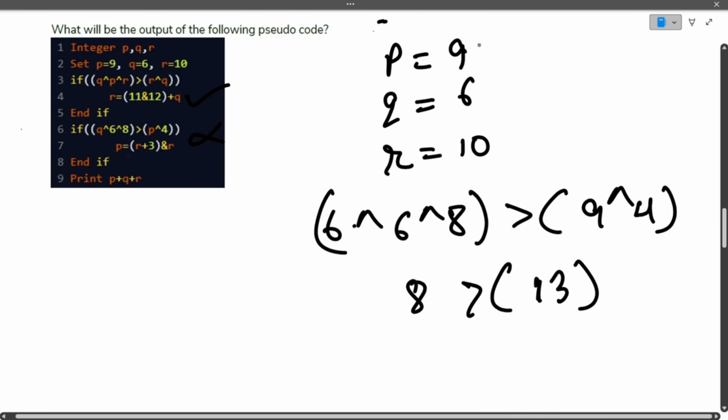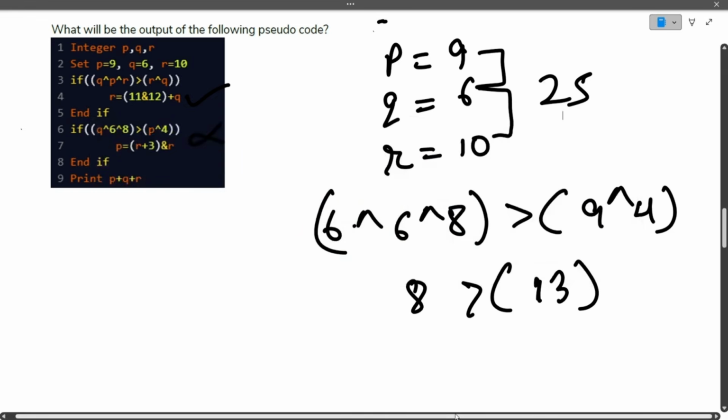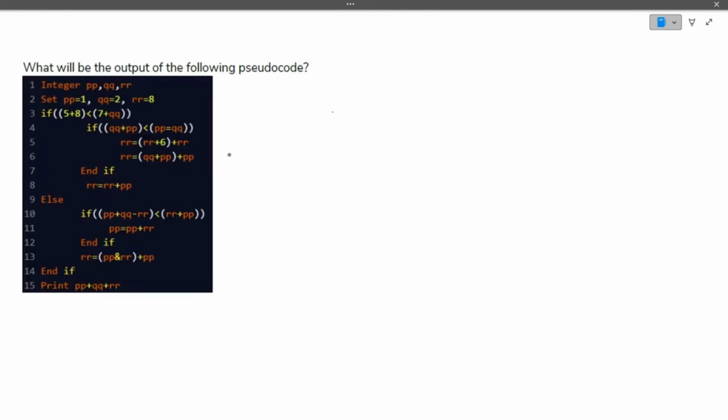So in the end, we just have to return P plus Q plus R. So P plus Q is 9 plus 6 is 15. 15 plus 10 is 25. So answer is 25 for this particular pseudocode. So I hope this particular pseudocode is also clear to you. Okay, so now let's move towards the next pseudocode, that is pp.